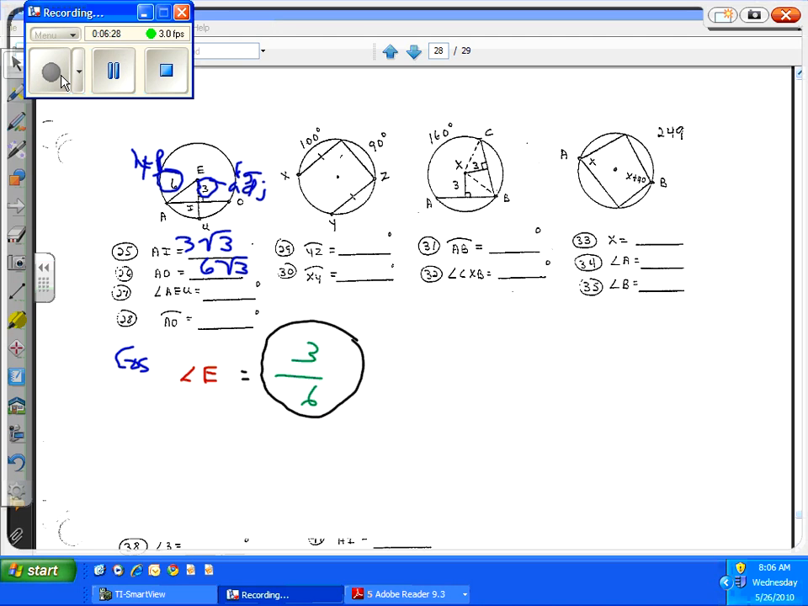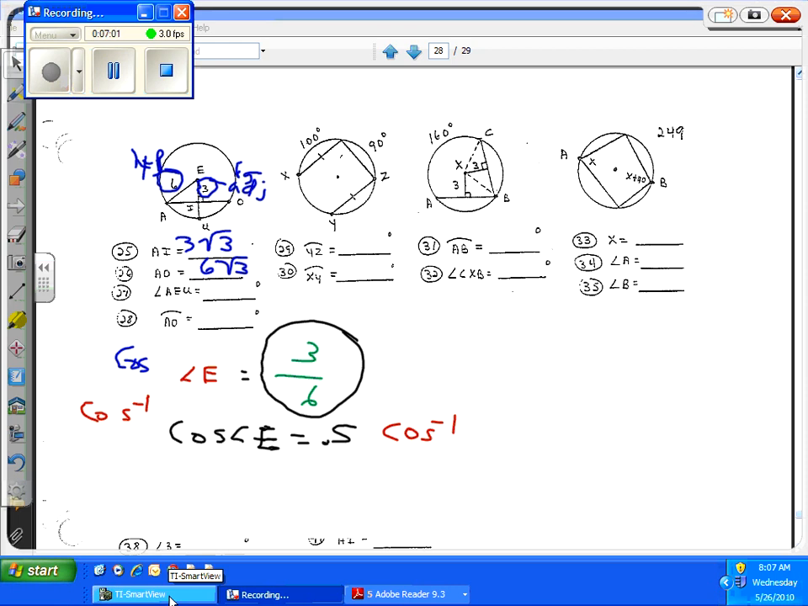So we've got our ratio. We're going to change that to a decimal by dividing. And so we get cosine angle E is equal to 0.5 as a decimal. I apologize, I'm having some technical difficulties here. And then we want to get rid of cosine. So we're going to do the inverse of the cosine function, which is the inverse cosine function. So we need to do inverse cosine of 0.5.